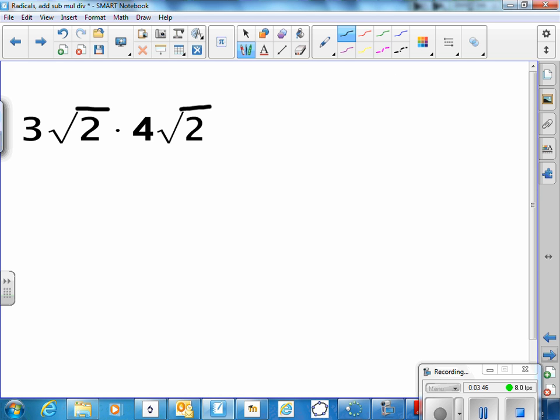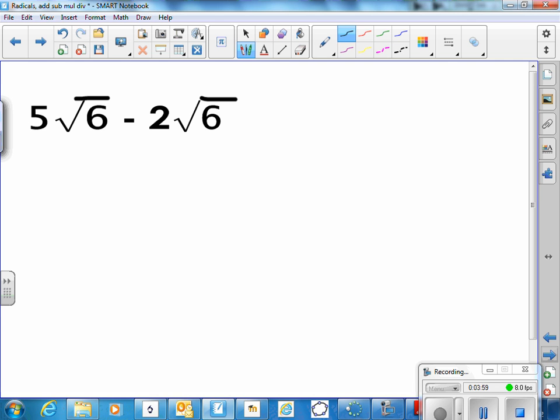Multiplying again just for practice. 3 times 4 is 12. Square root of 2 times the square root of 2 is 2. So that simplifies to 24. Subtracting, I have 5 of these things, take away 2 of the same thing, make sure they're the same. That gives me 3 of whatever those are. 3 of those. 3 times the square root of 6.